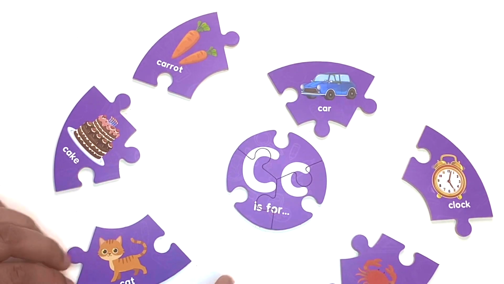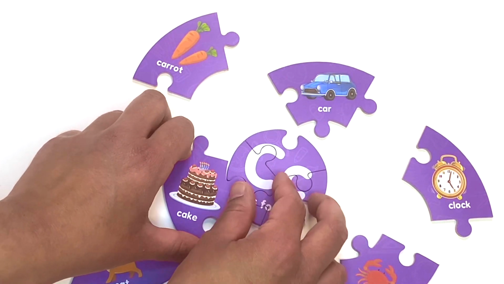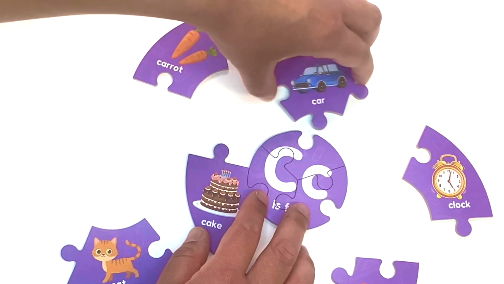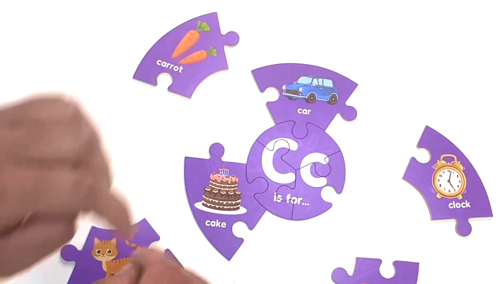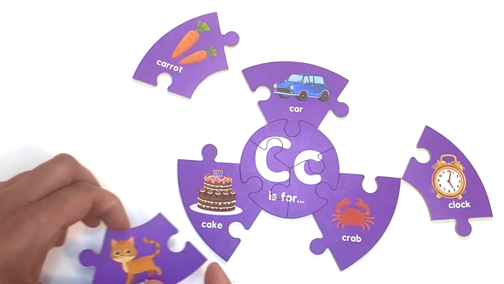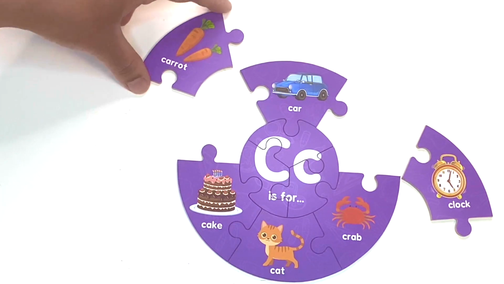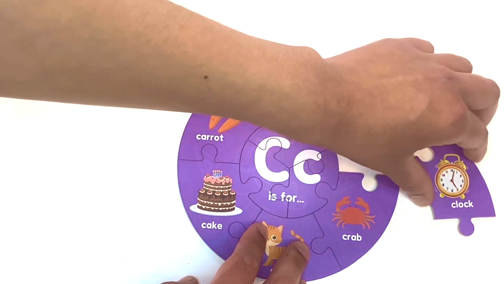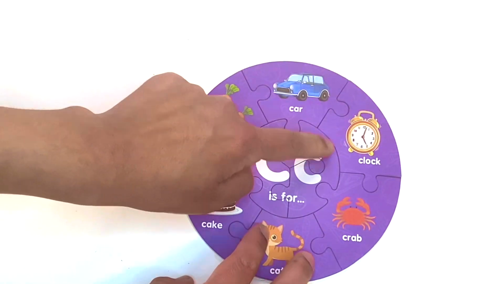C is for, oh, yummy, yummy cake. A car. What else? A crab. Meow. A cat. Yummy carrots. And let's tell the time with a clock.